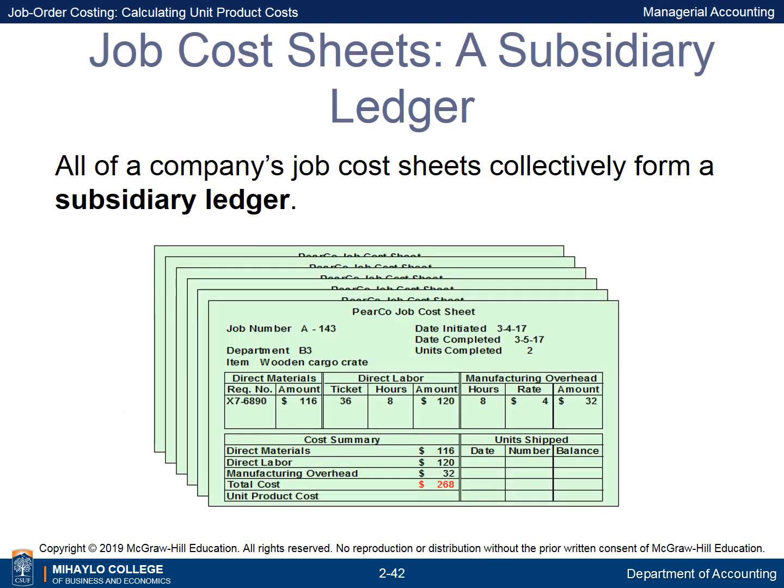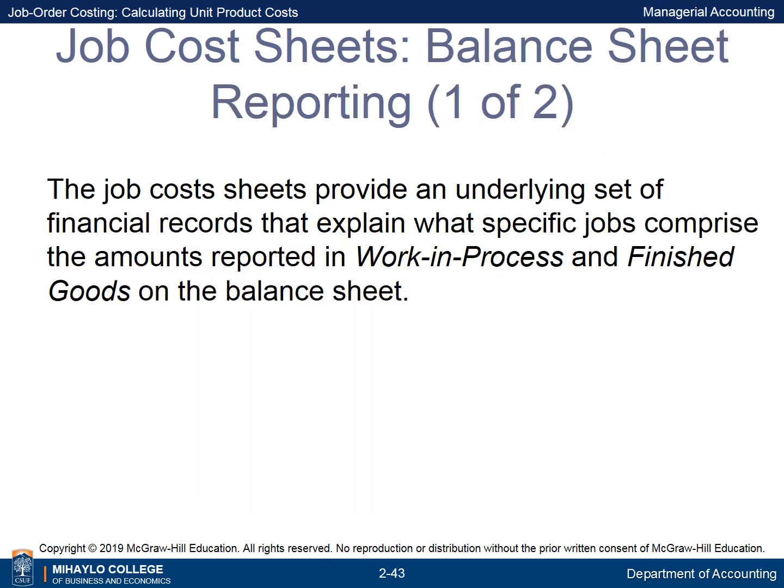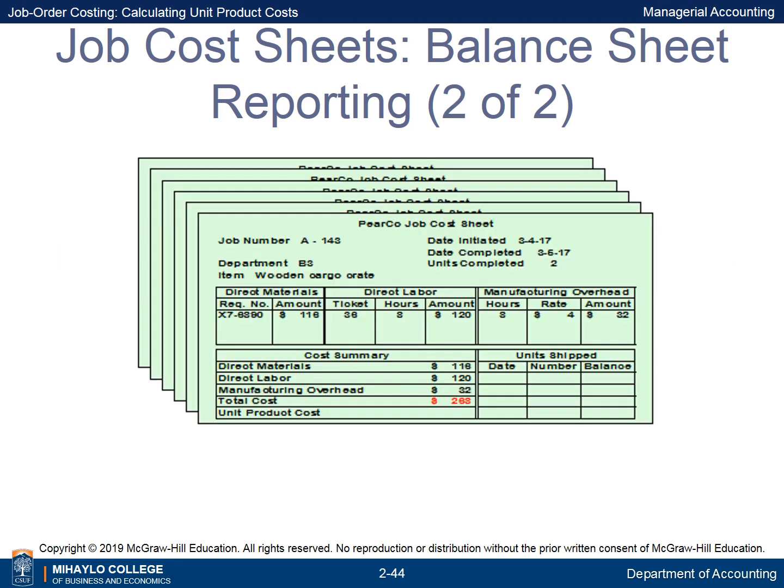All of a company's job cost sheets collectively form a subsidiary ledger. The job cost sheets provide an underlying set of financial records that explain what specific jobs comprise the amounts reported in work in process and finished goods on the balance sheet. The combined costs of the jobs still in process are included as work in process on the balance sheet. Likewise, the combined costs of the completed but not yet sold jobs are included as finished goods on the balance sheet.